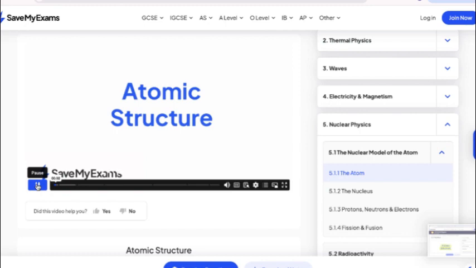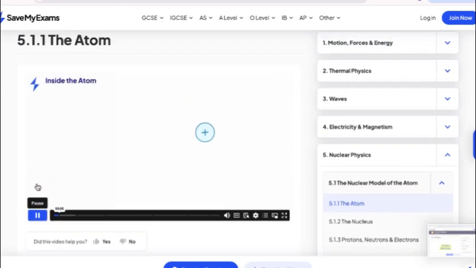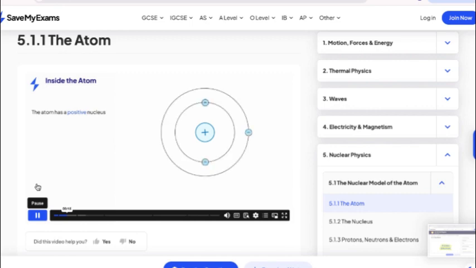Hi there. Today we'll be looking at atomic structure. We'll start off by taking a look inside the atom. At the center of every atom, there is a small positive nucleus. This is orbited by negative electrons, which are grouped in shells. While this is the most commonly used model of the atom, it's important to remember that this is not what an atom actually looks like.